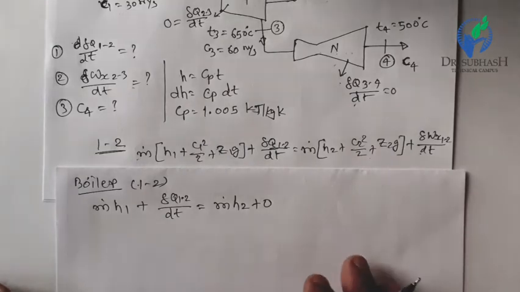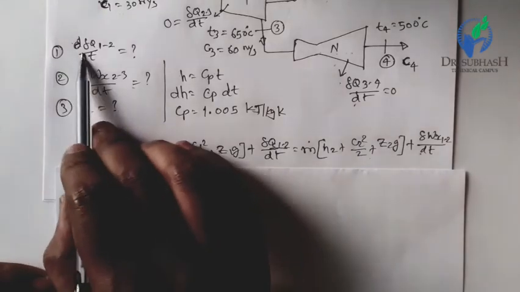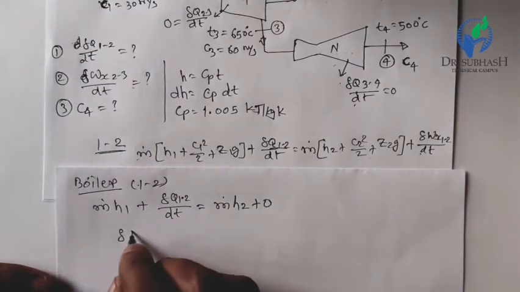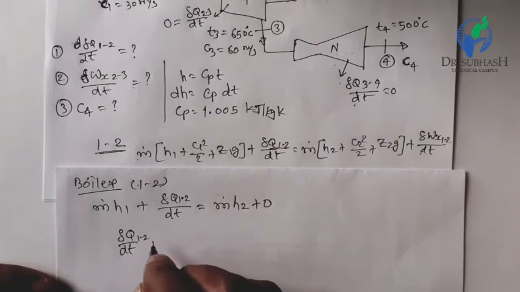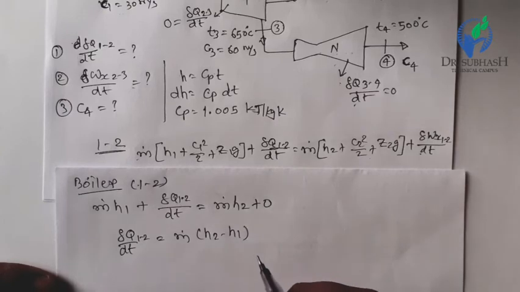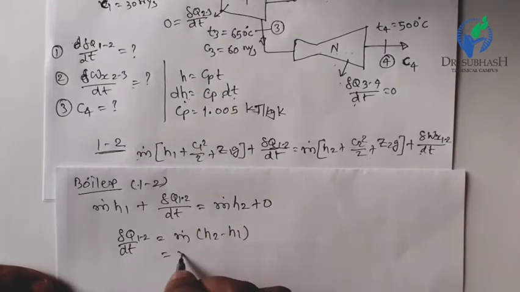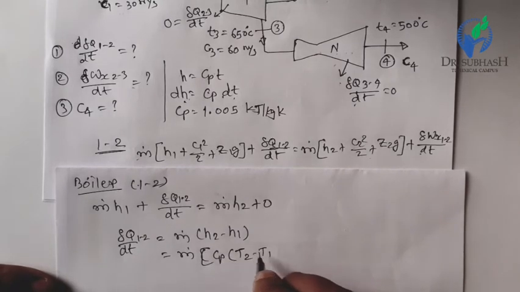But here enthalpy we can calculate with the help of this equation. So mass flow rate times H2 minus H1 equals mass flow rate times Cp times T2 minus T1. Mass flow rate is 2 kg per second times Cp is 1.005 kilojoule per kg Kelvin times T2 minus T1. T2 is 800 degrees Celsius and T1 is 15 degrees Celsius. As both temperatures are in differential form, no need to convert into Kelvin, otherwise you have to convert into Kelvin. So here 800 minus 15.